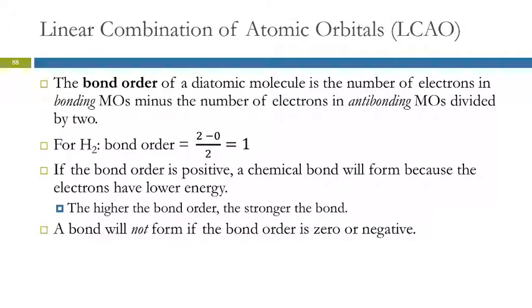So to help us quantify whether this molecule is predicted to be stable or not, we talk about something called a bond order. And this is for diatomic molecules, and we are only going to look at diatomic molecules. We're going to look at just very simple molecules for this. The bond order is the number of electrons in the bonding molecular orbitals minus the number of electrons in the anti-bonding molecular orbitals divided by 2. So it's an average. So for H2, this is the bond order, 2 minus 0 over 2, which equals 1.